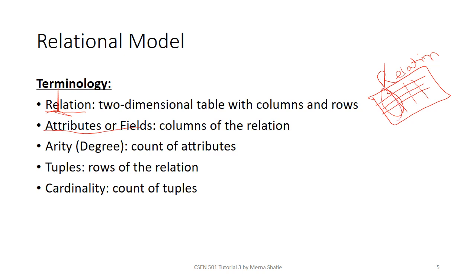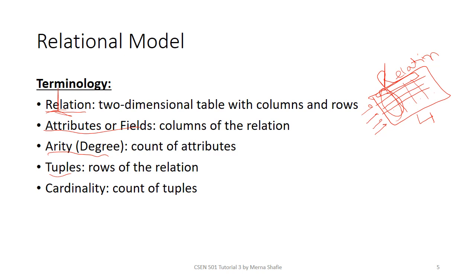Now, my columns are called attributes or fields. Any column is called an attribute or a field. If I want to count the number of columns, I have here 1, 2, 3, 4 columns or 4 attributes, and this is called the arity or the degree of the relation. If I'm asking you about the arity or the degree of a relation, you will need to count the number of columns that you have.